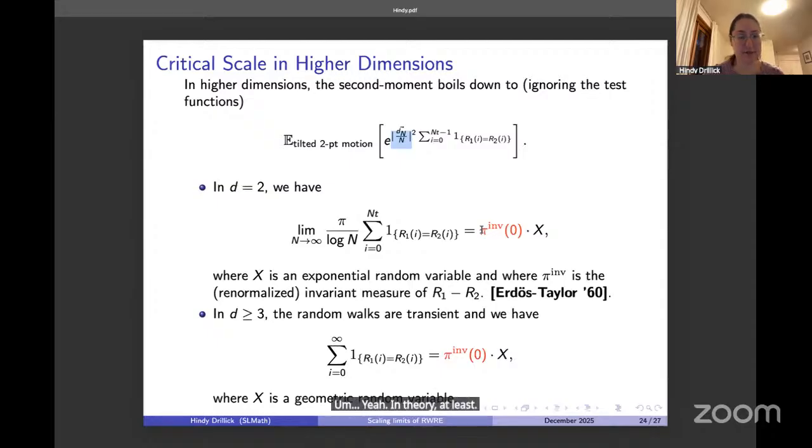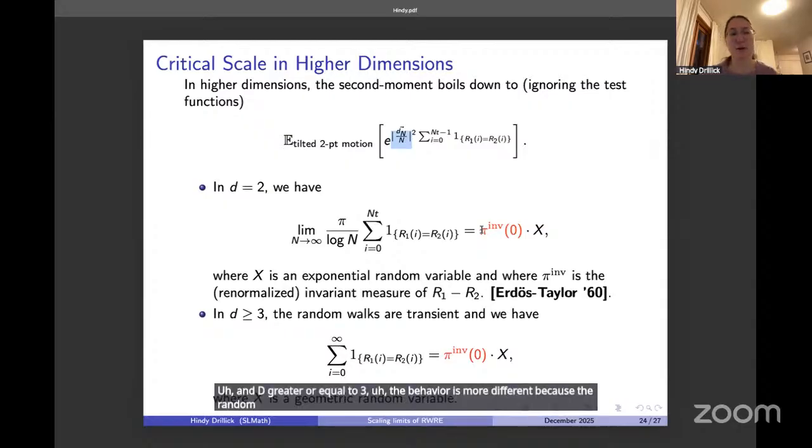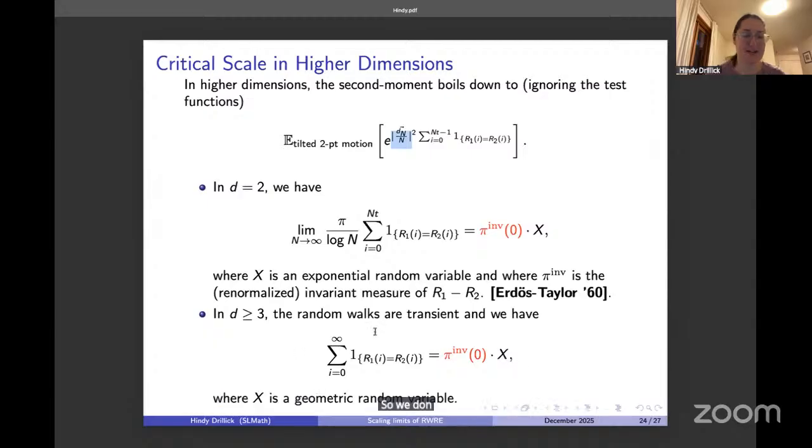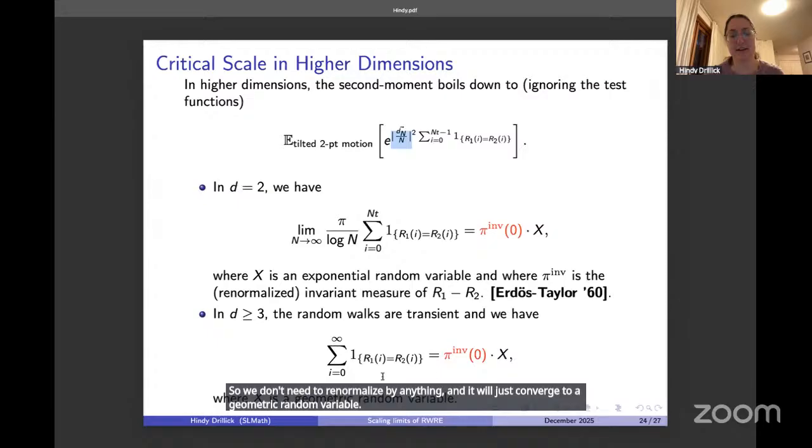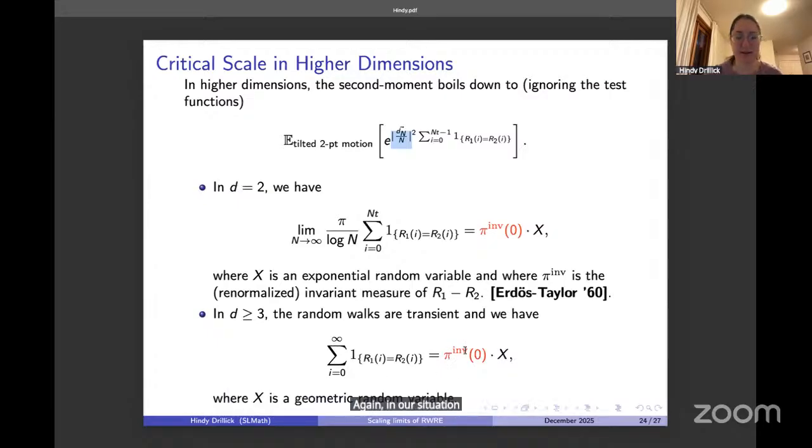In d greater or equal to 3, the behavior is different because the random walks are transient, so there are only a finite number of intersections between them. So we don't need to renormalize by anything, and it will just converge to a geometric random variable. Again, in our situation, we'll multiply by this pi_inv factor.